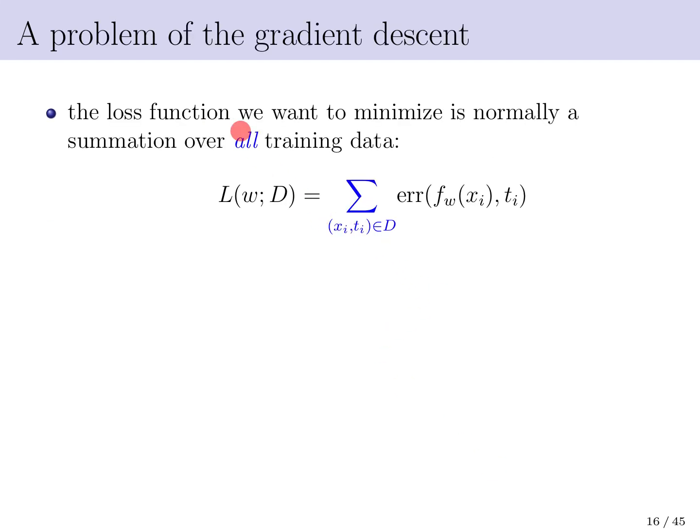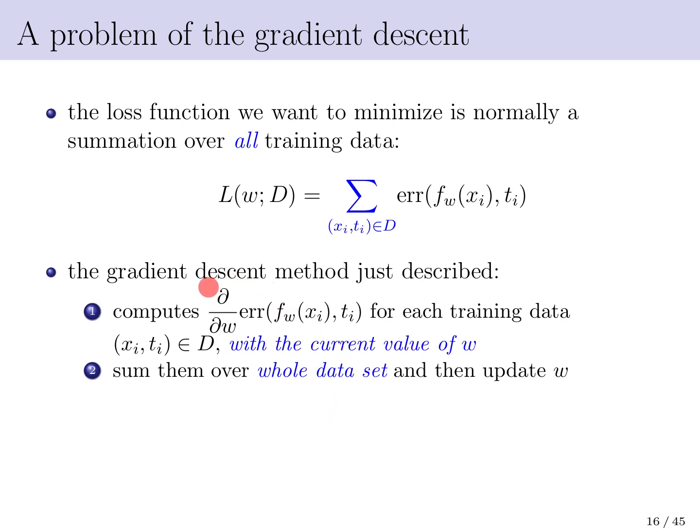So there's one practical problem with the very simple gradient descent method I have just described. So the loss function we want to minimize is normally a summation over all training data. So you take the sum over the entire data set.